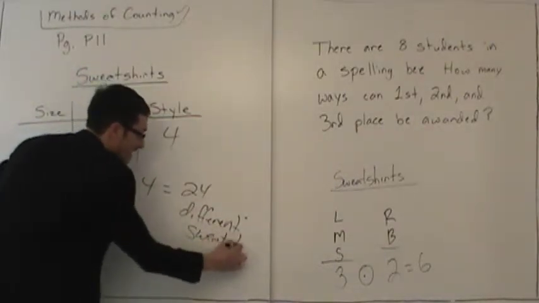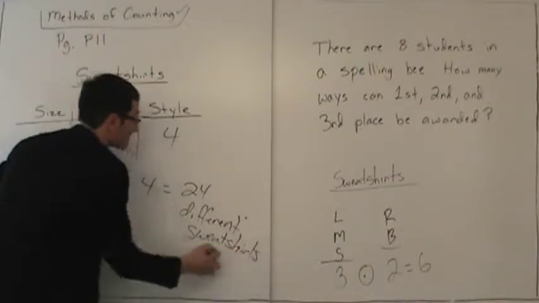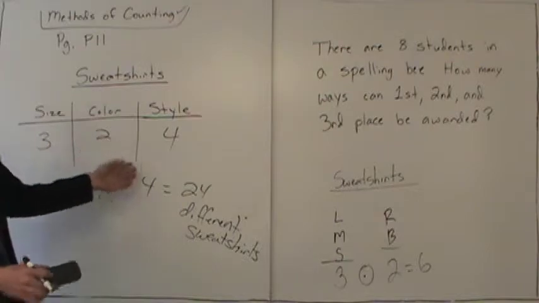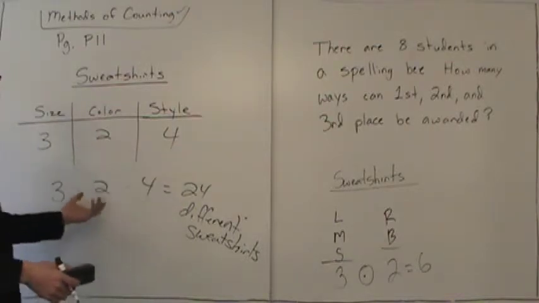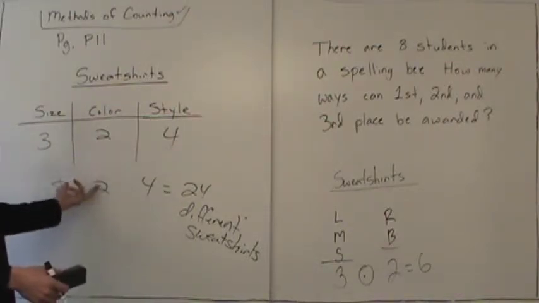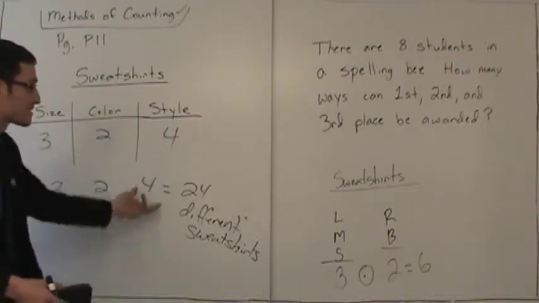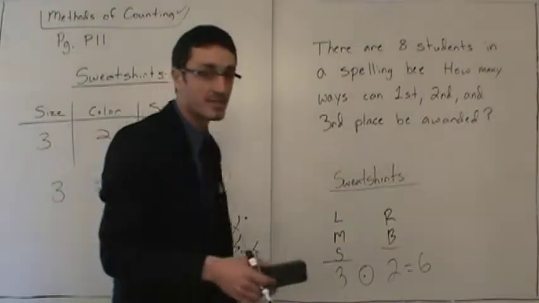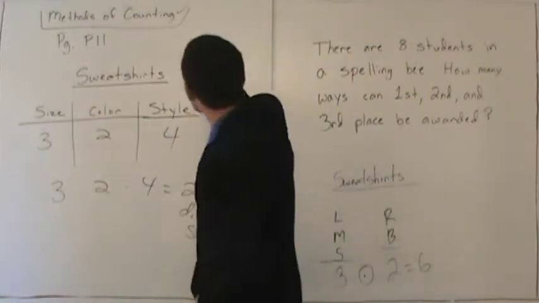Does it matter if we add another category? No. Could we still diagram this? Yes. So we have 3 times 2 times 4. After you choose 6 different size and color options, you could then combine that with 4 different possibilities for style. 3 times 2 times 4 is 24 different sweatshirt combinations. We call this independent case.